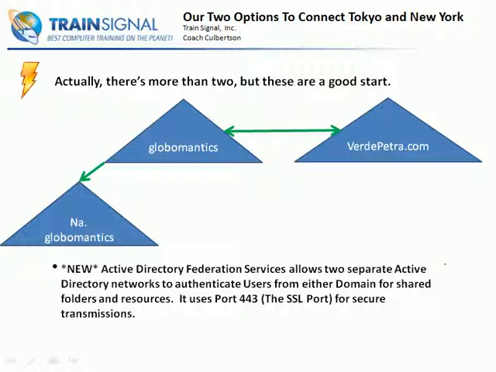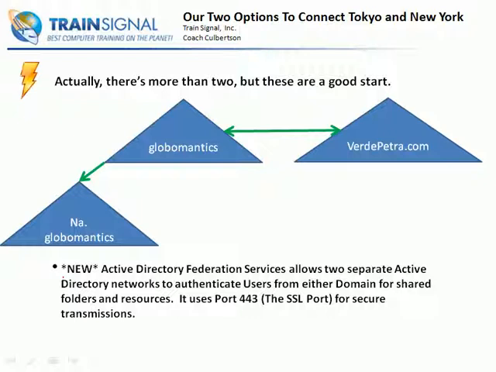Now there's two ways that we're going to start off by talking about. First of all, I know I have this labeled as new down here, but it's not really that new. Federation Services has been around since Server 2003. But basically what it does is it allows two Active Directory networks to authenticate users from either domain for shared folders and resources. Now it does use basically a web interface, okay? And it uses port 443. You should know that that's the SSL port, right? For secure transmissions back and forth.